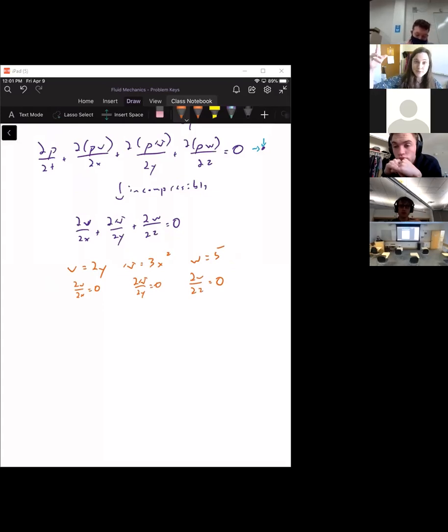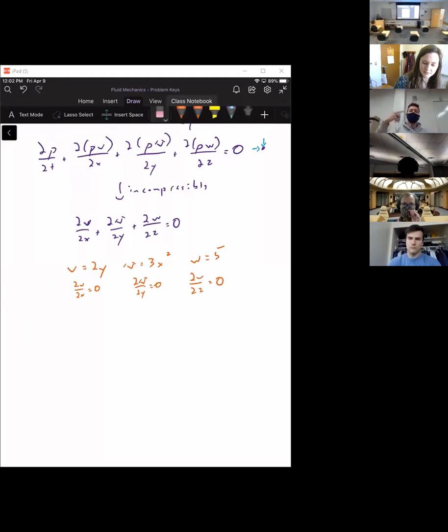And so for incompressible fluids, if you have some velocities and they don't match up with this, you know that the flow is not incompressible. The density has to be changing. So that's one kind of problem you could do.